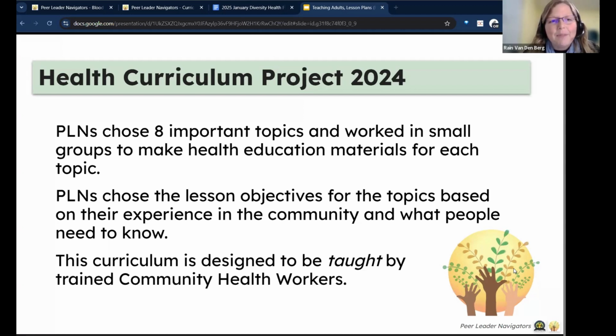What was exciting about this was that PLNs really were the drivers of the information. They chose the lesson objectives for each of the lessons, to find out what people should know about it, or what they know people in their communities needed to know. And this was really designed to be taught by trained community health workers for use around the state.